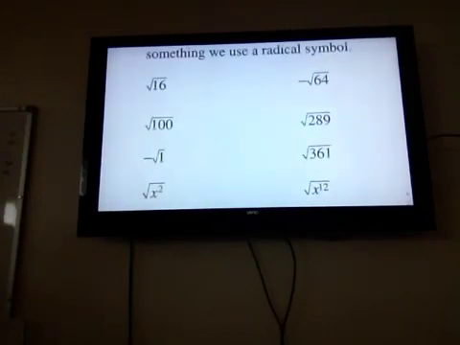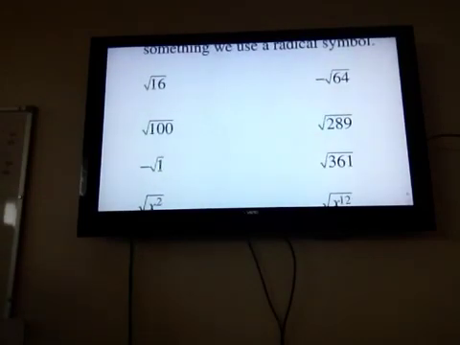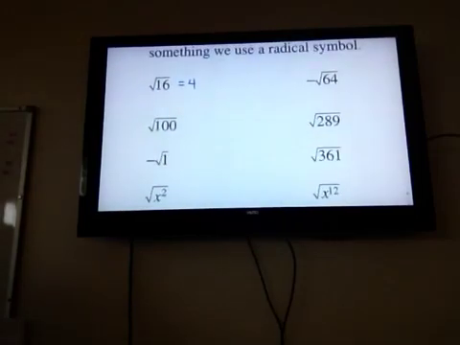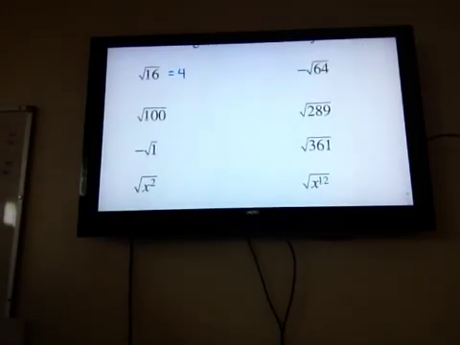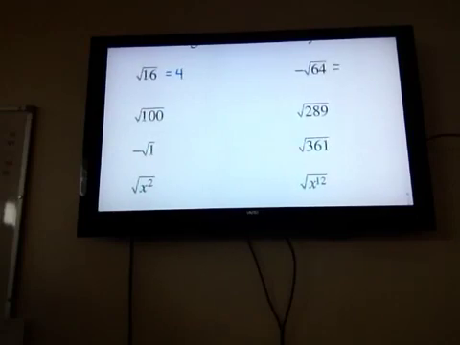The square root of 16 is 4. 4 times 4 is 16. The negative square root of 64 is negative 8. That's the only time your answer is going to be negative, if that negative is out in the front. The square root of 100 is 10.